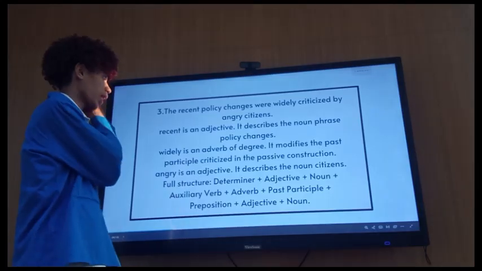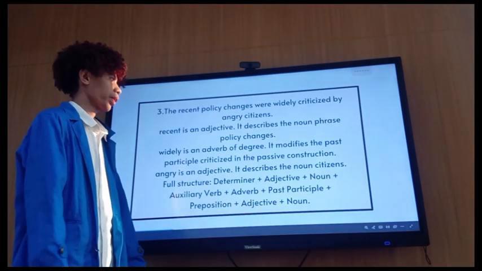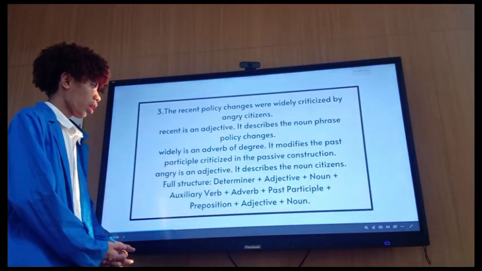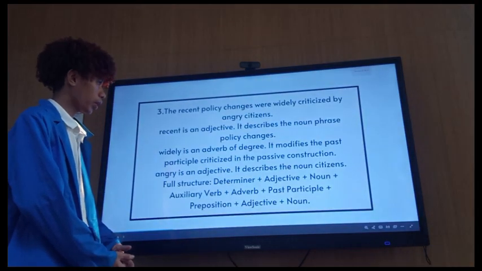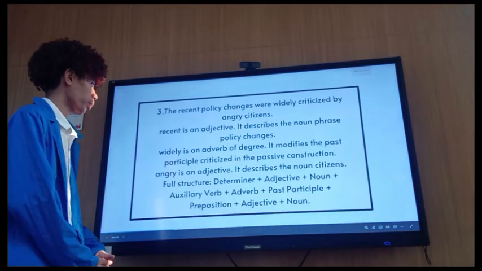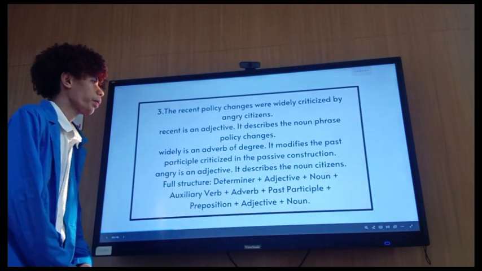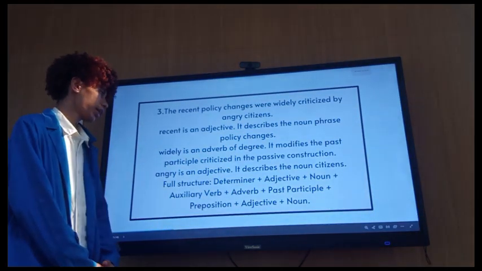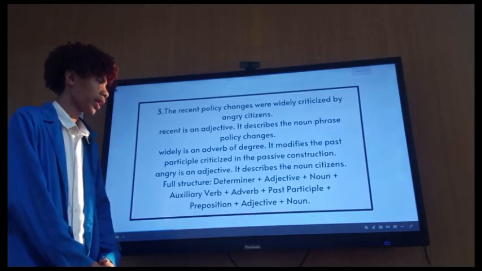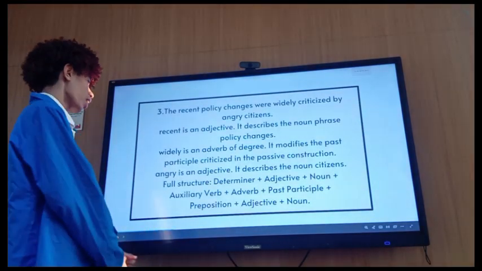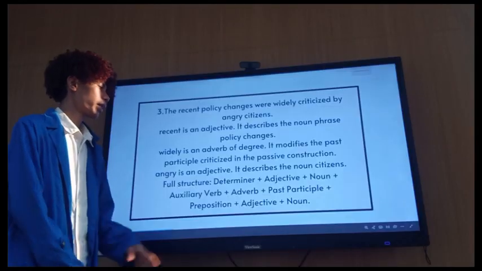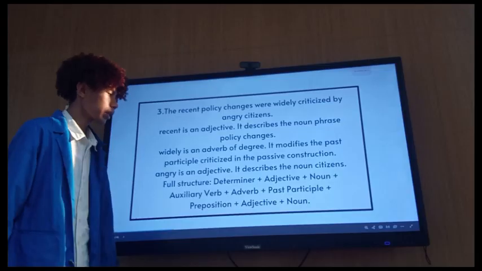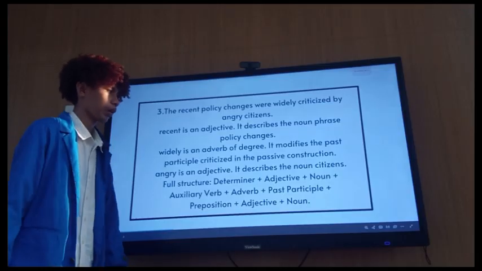The recent police changes were widely criticized by angry critics. Recent is an adjective. It describes the noun police changes. Widely is an adverb of degree. It modifies the past participle criticized in the passive construction. Angry is an adjective. It describes the noun critics. Structure: determiner plus adjective plus noun plus auxiliary verb plus adverb plus participle plus preposition plus adjective plus noun.